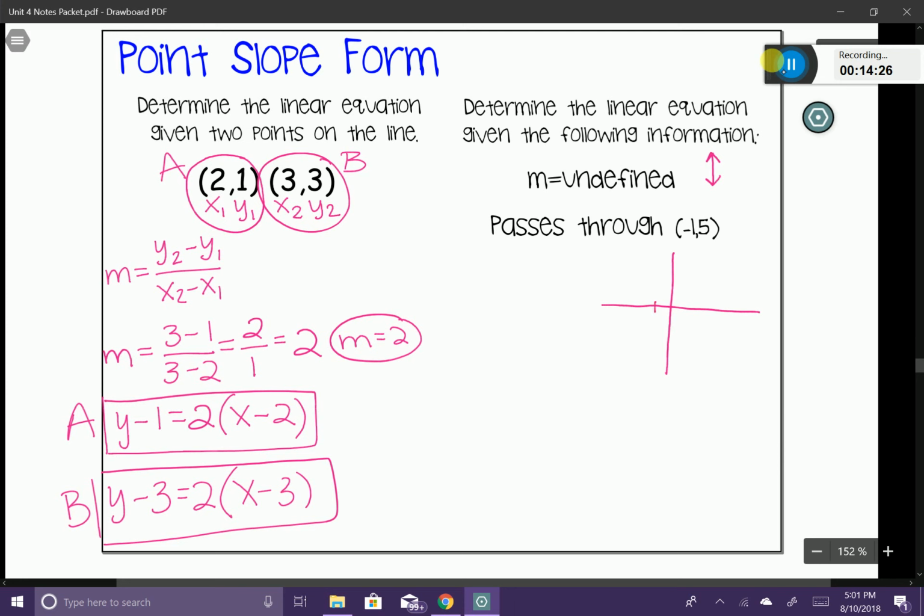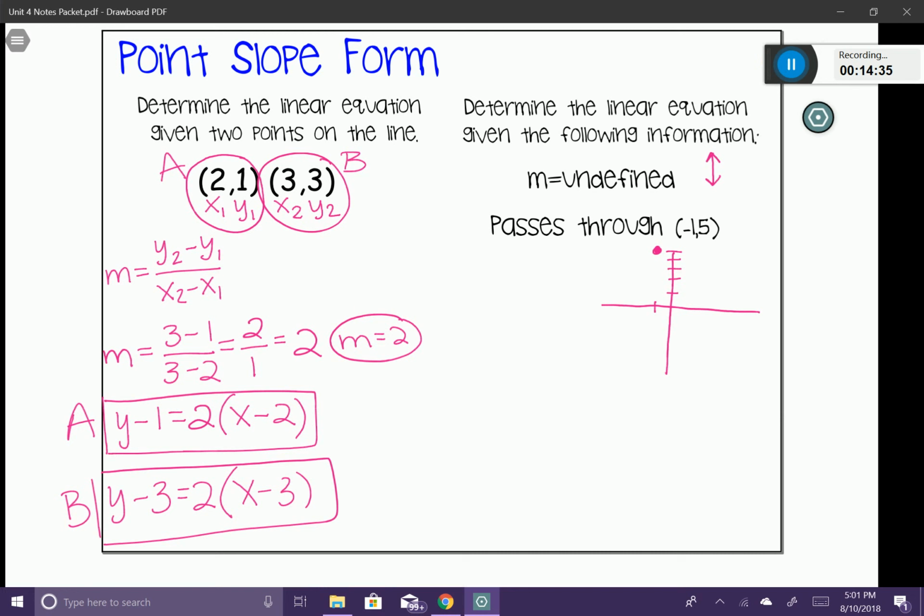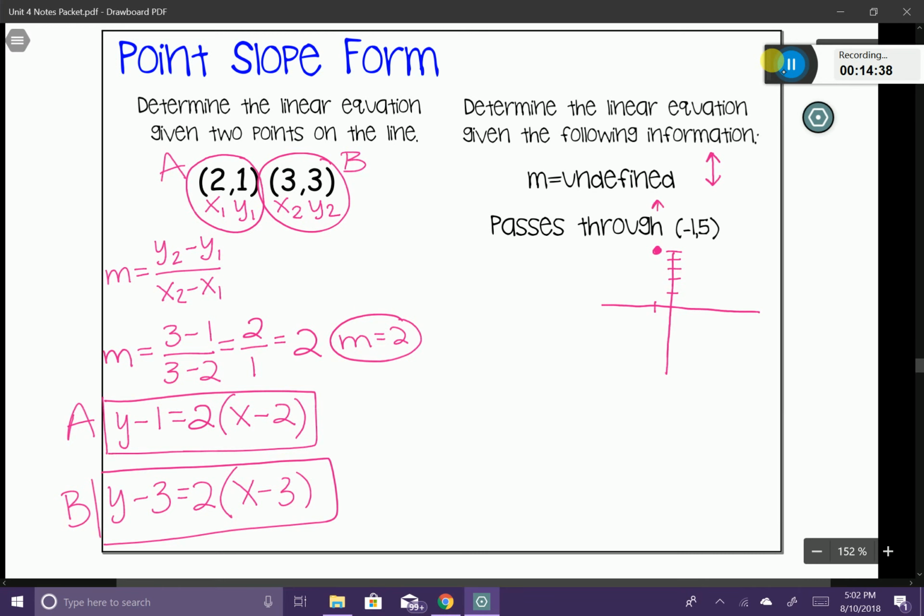So let's say that this point is here at -1, 5. And I want an undefined slope, or a line with an undefined slope, to go through that point. Therefore, it's going to look something like this. We're looking for the equation of that line, which, well, we know it's vertical, so therefore it's going to be x equals, and then it crosses the x-axis at -1. So the equation of this line in point slope form is going to be x equals -1. Remember, this is a type of special graph.